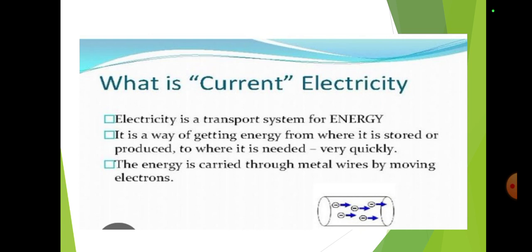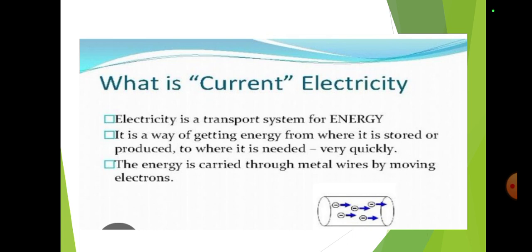Electricity is a transport system of energy. What does this mean? Electricity is the other name of a transport system of energy. Electricity is something that is used in our daily life. The rates of electricity are so high now, but it's something used in our daily life, and we can't live without it.